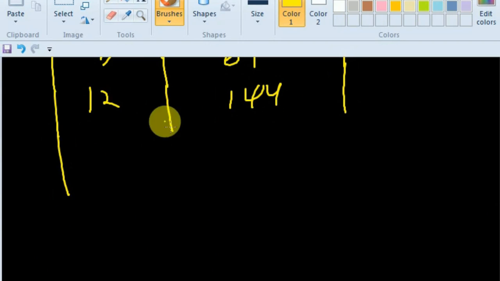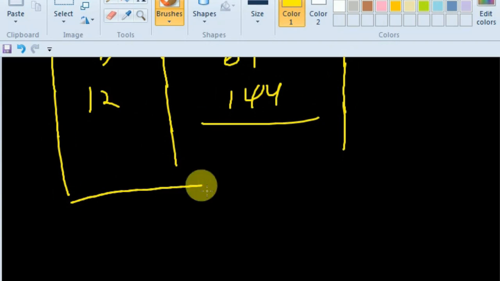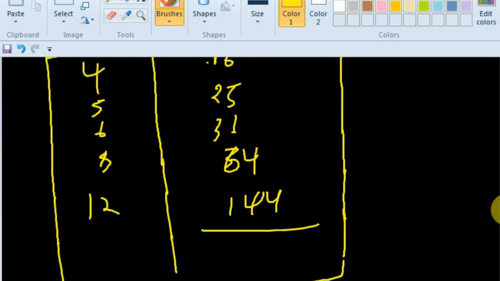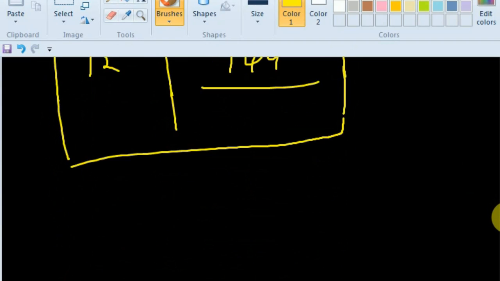And to get the total of those numbers that I've calculated, I'm going to say 16 plus 25 plus 36 plus 64 plus 144. The answer is 285.